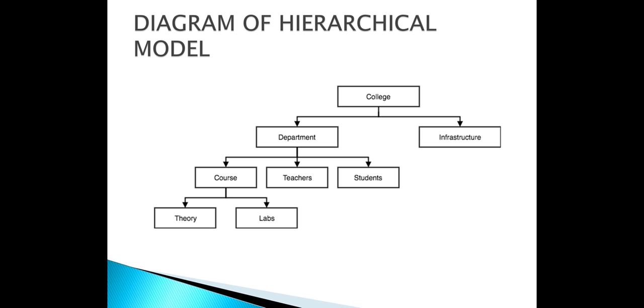Here is a diagrammatic representation of hierarchical model. Here college is the root node, and from the college root node we are expanding the two nodes, department and infrastructure. Here we can see that one parent node can have multiple child nodes, but one child node will have only single parent.